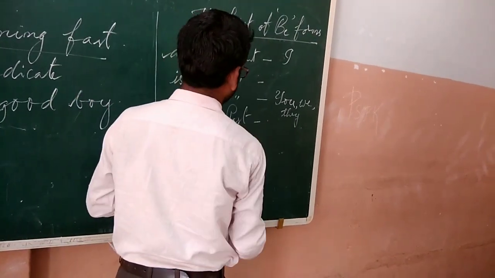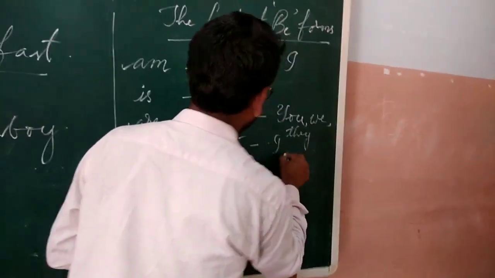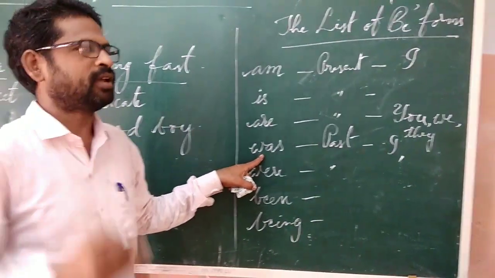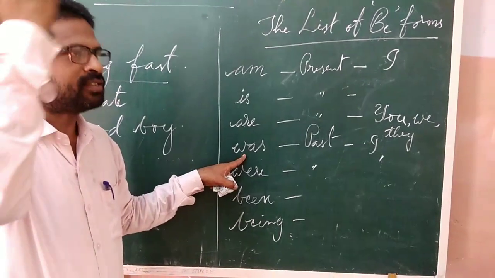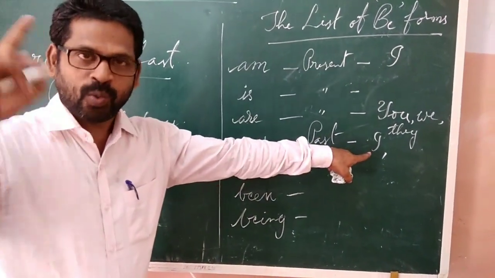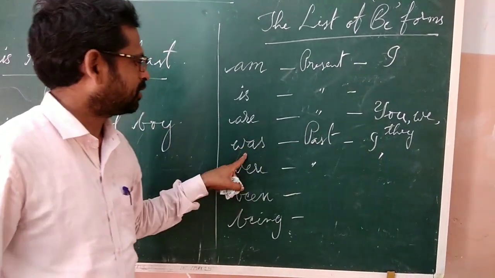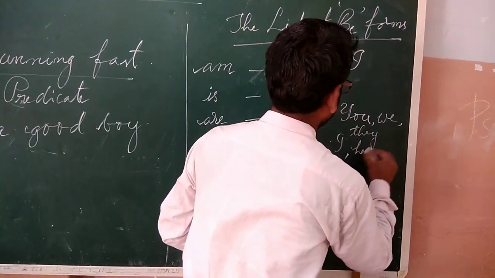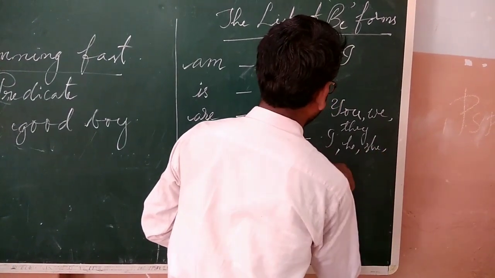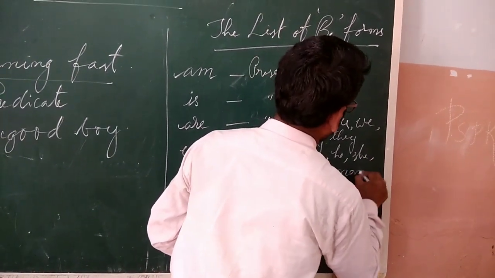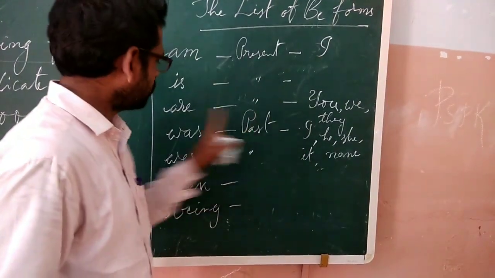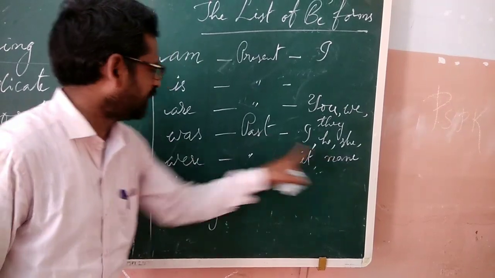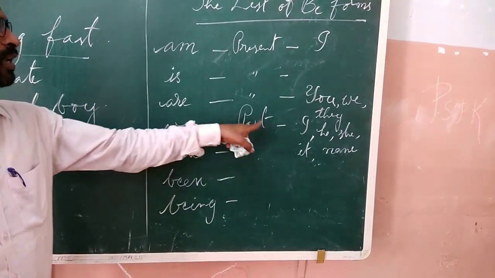Coming to was. This is past tense, used with I in past tense. I was there when the incident took place. I is followed by was. And he, she, it, any name also is followed by this one. He is followed by was. She, it, or any name, followed by was in past tense.